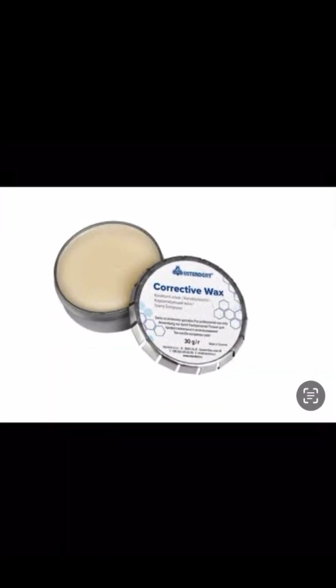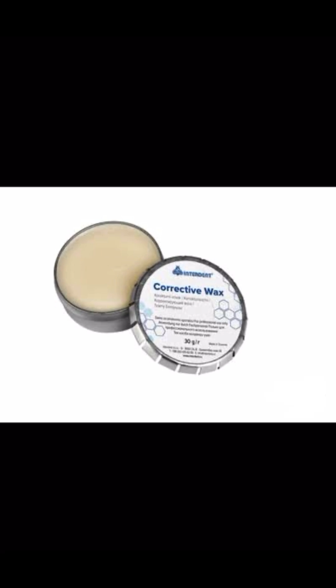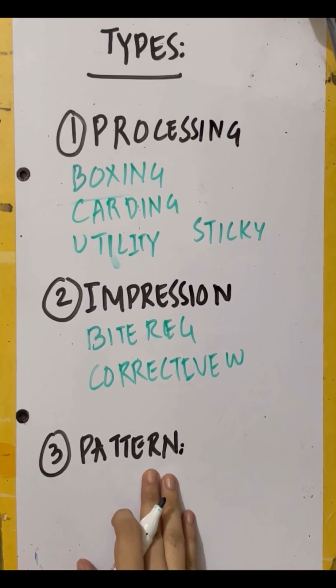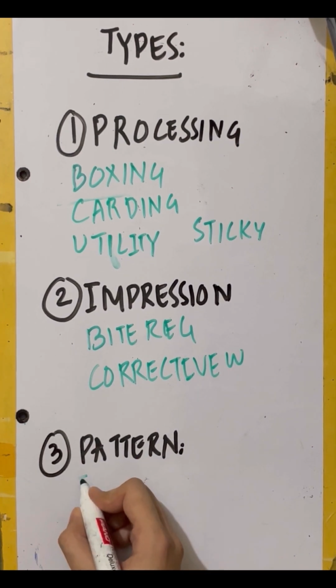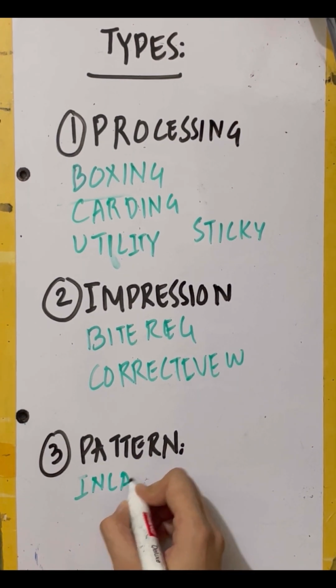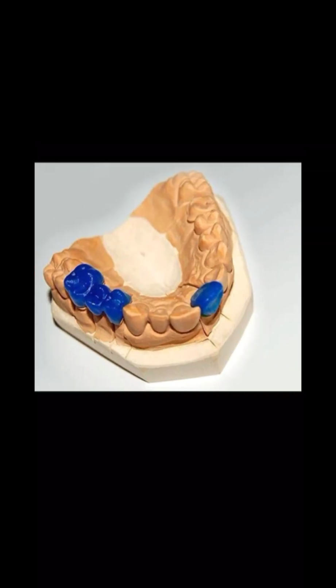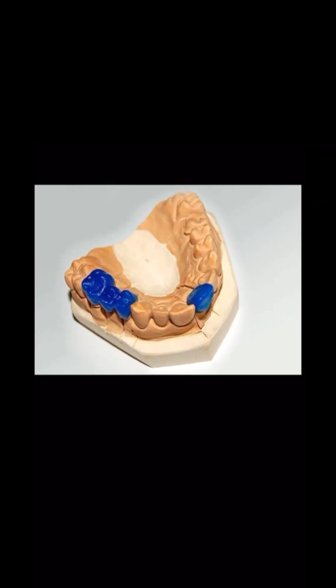Corrective wax is used as a wax veneer over an original impression to contact and register the detail of soft tissue. Pattern wax is also divided into three types of waxes, such as inlay wax. Inlay wax patterns are used for inlays. They can be produced by either direct technique or indirect technique.